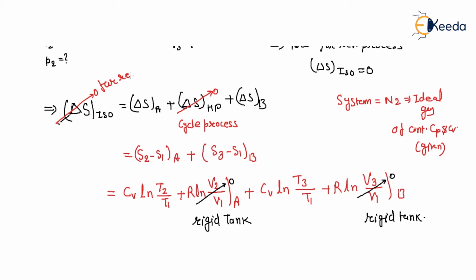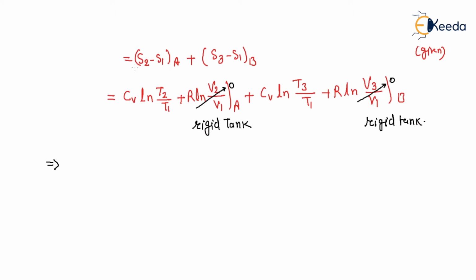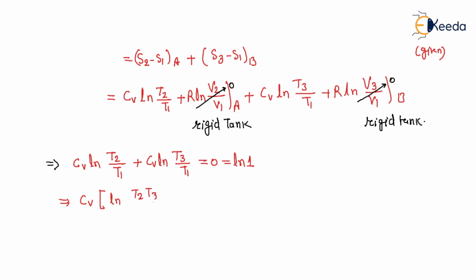For reversible, so what is that? Cv ln T2 by T1 plus Cv ln T3 by T1 is equal to 0. That means ln 1. So what is that? Cv, this is your ln T2 T3 by T1 square equals ln 1.